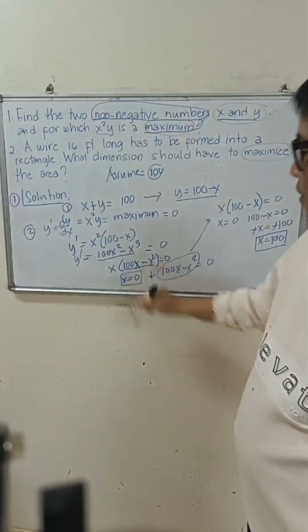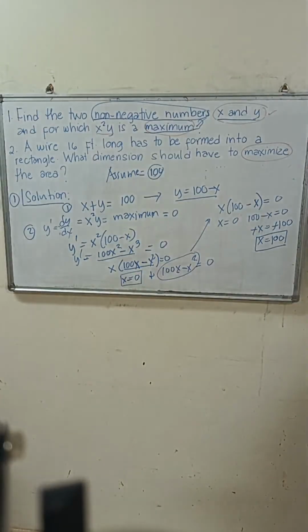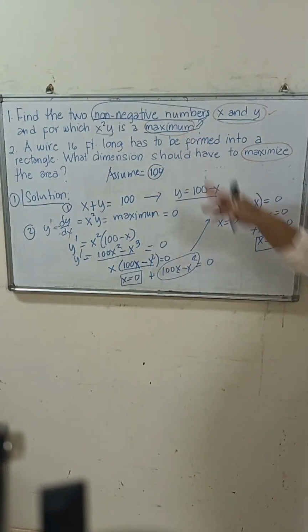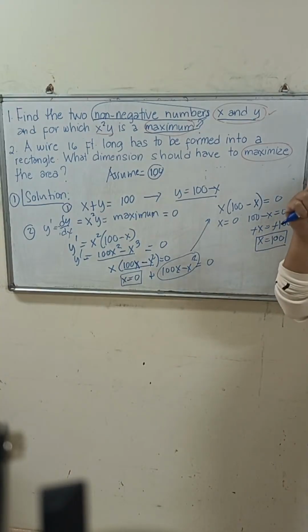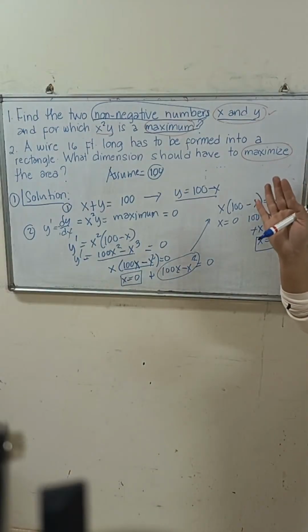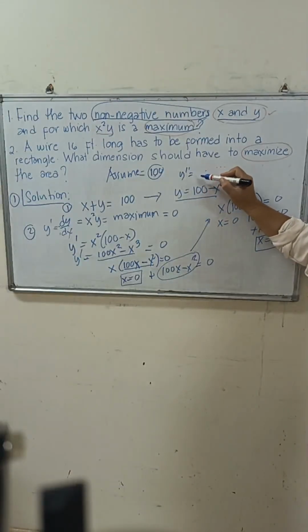There are two answers here. That's why you need to test the double derivative, the second derivative. Either 0 is the maximum or 100 is the maximum. Because in calculus, guys, it doesn't mean the lesser number is the maxima. There's no such thing. We need to test it, since sometimes a little bit bigger is the minima, sometimes lesser. So we are not sure. That's why we need to do the second derivative test, which is y double prime.